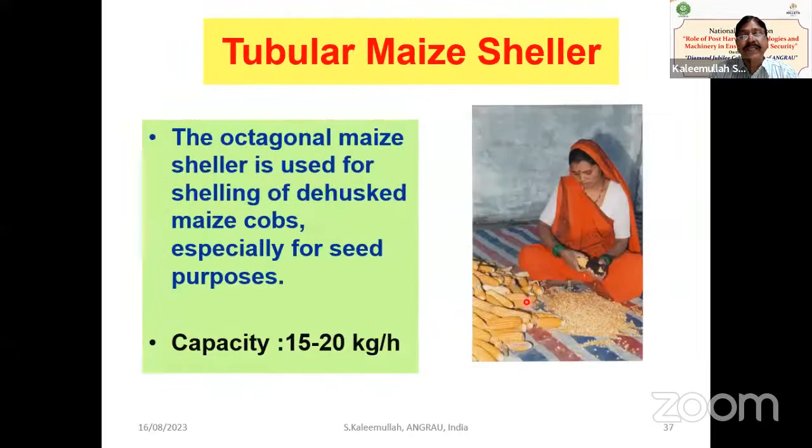The other one is the tubular maize sheller. If you want to separate the maize, it is very difficult, and in such a case, it is a very simple device. It has an octagonal shape, and inside there will be a number of blades, 3 or 4 blades. What you have to do is just insert the maize cob in this particular maize sheller, and when you rotate it, naturally all the seeds will be separated. Its capacity is 15 to 20 kg per hour.